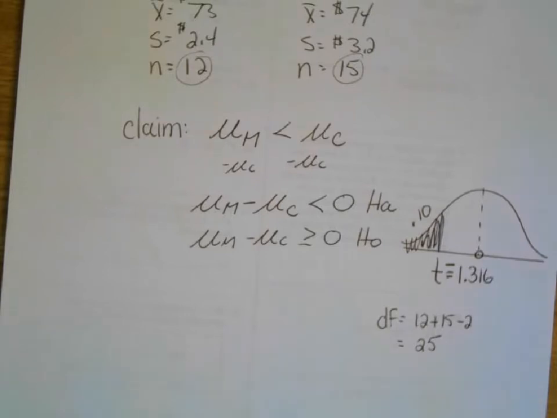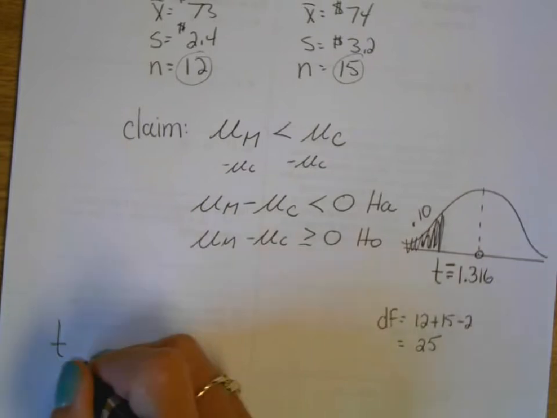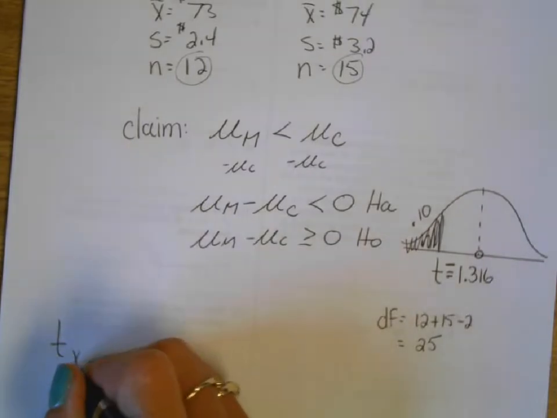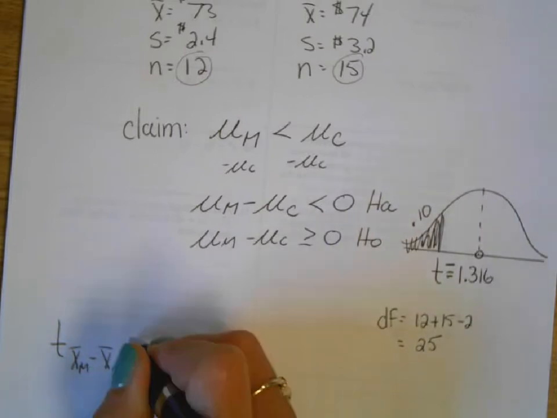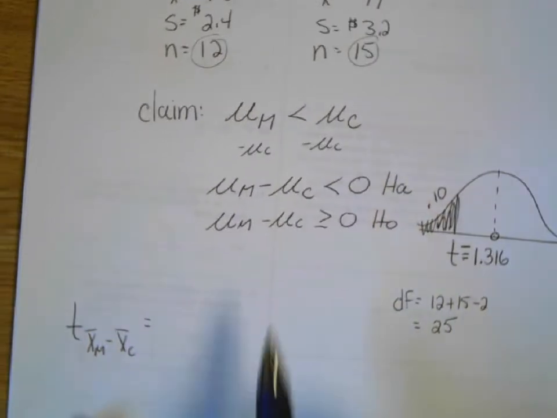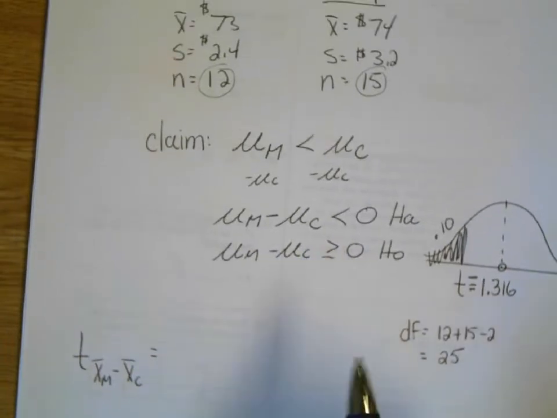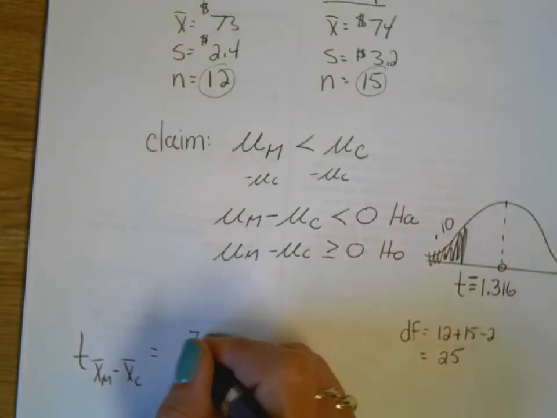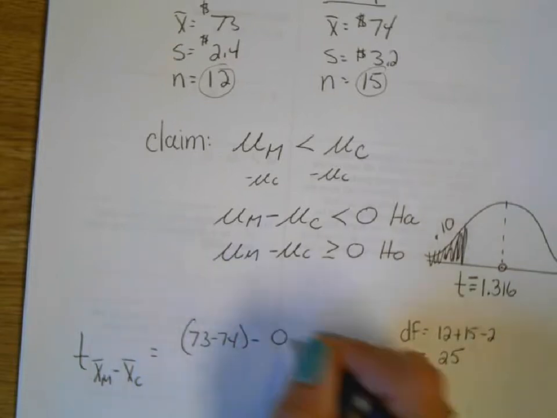Let's set it up first though. So we need the t-score for the manufacturer mean minus the competitor mean, because I did the claim as manufacturer minus competitor. So we're going to go 73 minus 74, minus the 0.